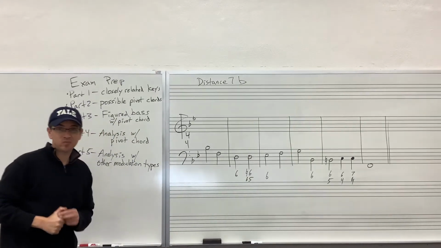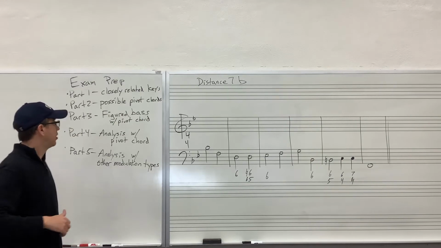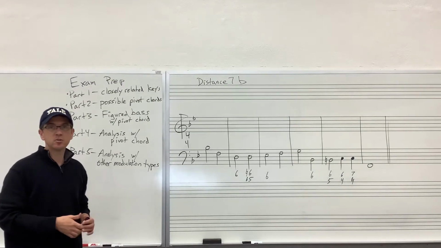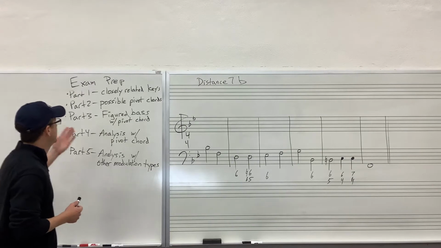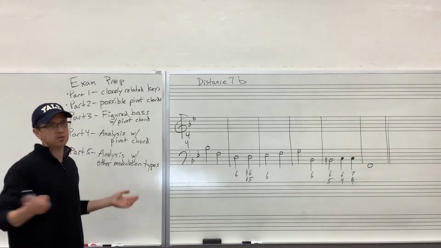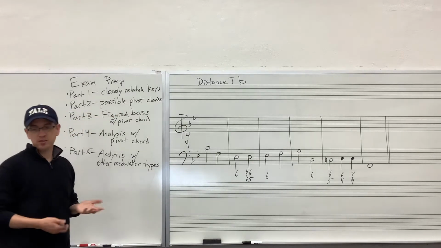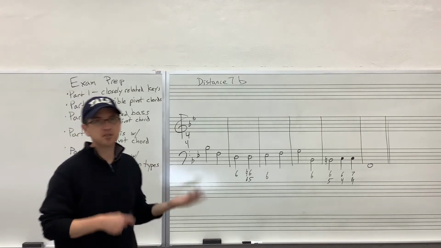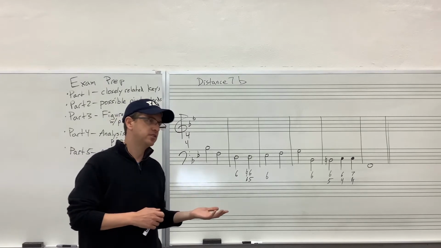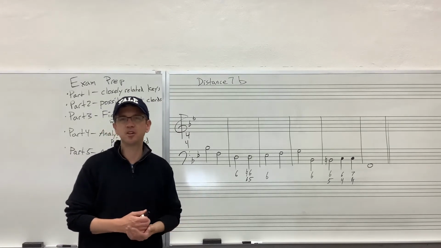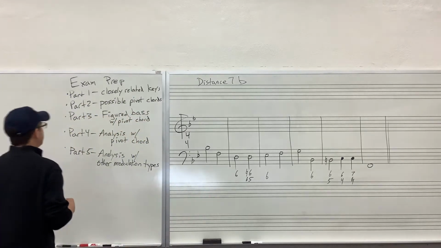We've got an exam next week, and I sent you a practice exam, but I figured it might be a good idea to just go over all the parts and the expectations. So the first thing on your exam is I'm just going to ask you, what are the closely related keys? So the stuff that we already did and had a quiz on. What are some possible pivot chords? What are possible pivot chords between E major and B major? What are possible pivot chords between E major and C sharp minor? What are possible pivot chords between C sharp minor and F sharp minor? That kind of thing. So that will be the next part.